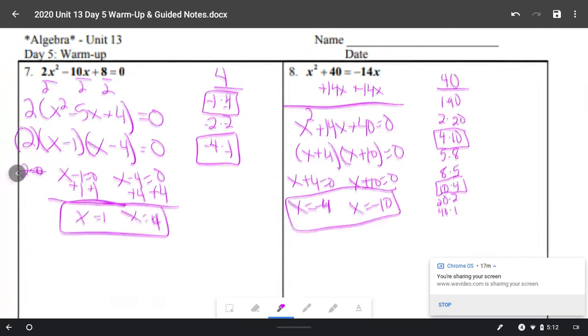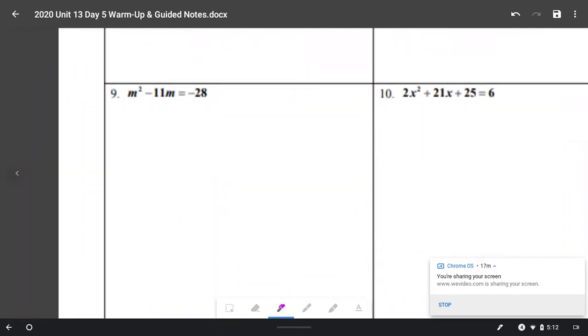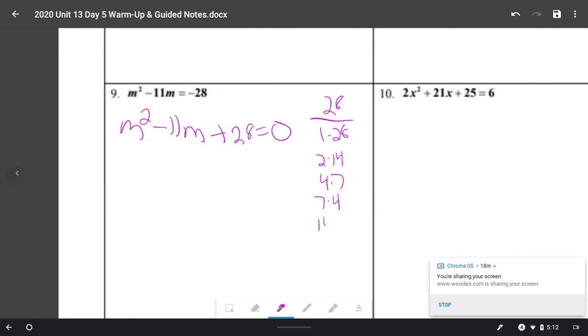All right. This next one's not solved for either. So that means that we're going to add that 28 over to the other side. And we're going to get m squared minus 11m plus 28 equals 0. We would find my multiples of 28 since we can't pull out a greatest common factor. So I think we got a few of them here. 1 times 28, 2 times 14, 4 times 7. So I think these are the 6 that we got. Of all those, do any of them add to give me negative 11?